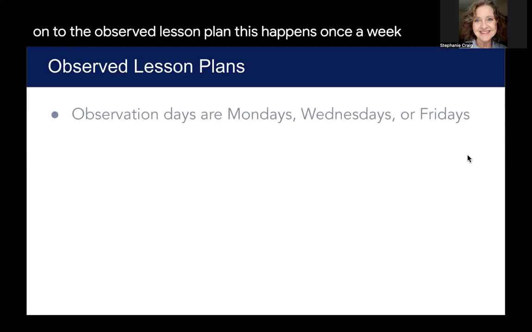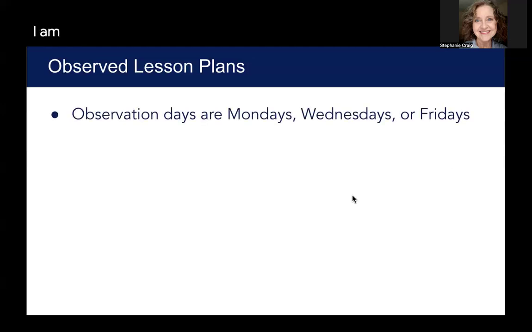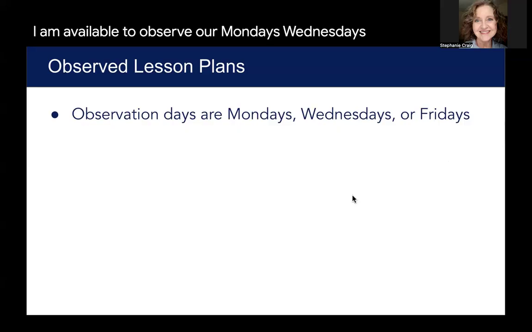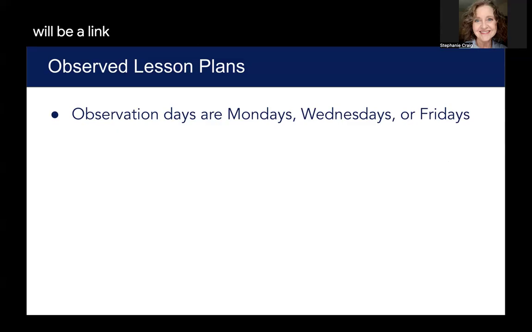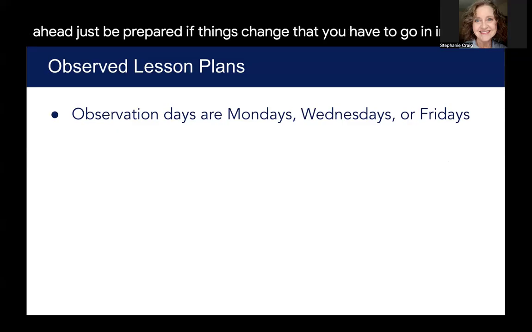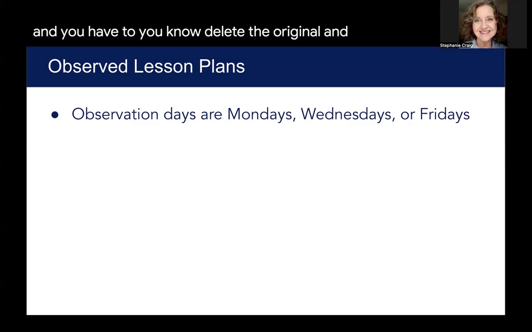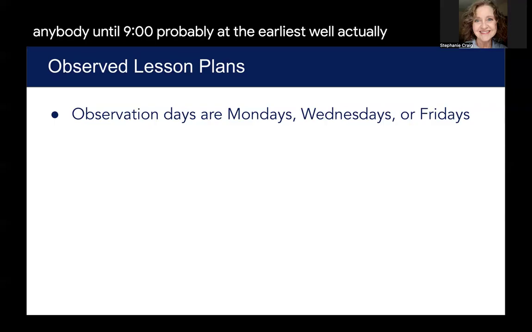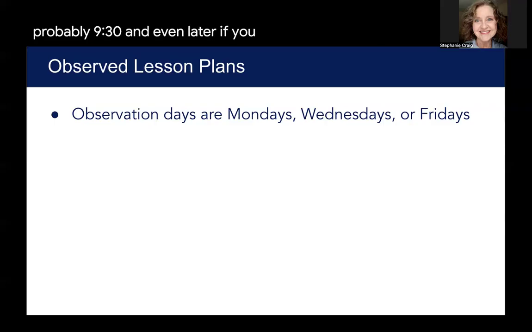This happens once a week. The times that I am available to observe are Mondays, Wednesdays, and Fridays. Mondays and Wednesdays, I do teach a class from 8 to 8:50, but there will be a link for you to always click on and schedule. You can schedule ahead. Just be prepared, if things change, to go in there and delete the original and reschedule. But again, that will reflect that I won't be available to observe anybody until probably 9:30 at the earliest, and even later if you are outside the county.